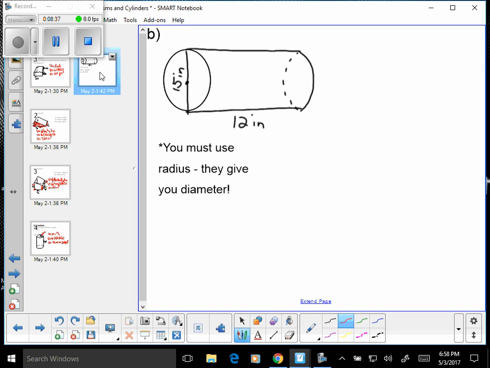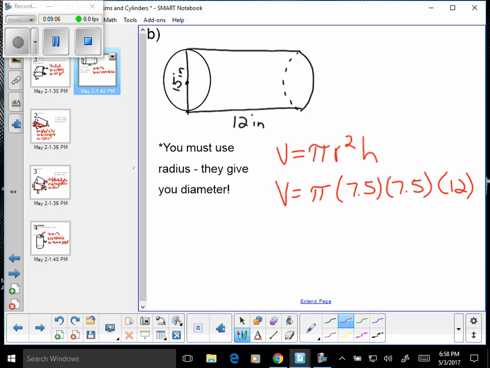And let's look at our last example here. Note that I have put it down for you. You must use radius. They give you diameter because you always have to look at that whenever you are dealing with cylinders, cones, and spheres. We still have pi r squared h. Here, my radius is going to be 7.5. And my height is going to be 12.